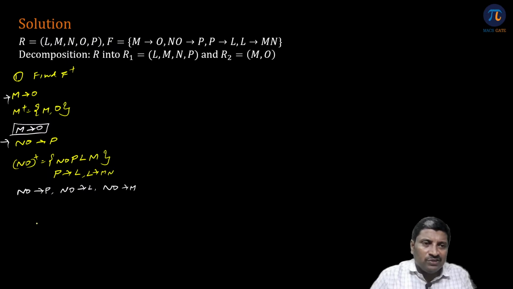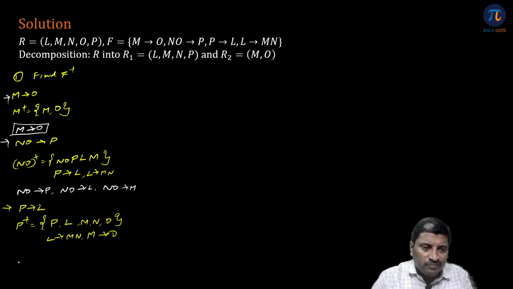Right? What is the third FD, sir? P goes to L. What is P closure? With the P you can get PL. With L you can get MN. Then with M you can get O. Let me write MN. Then I can get O. Am I right? So that means I can write P implies L, P implies M, P implies N, P implies O. Fine.